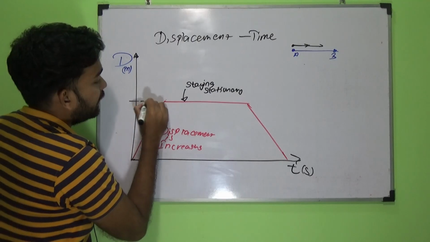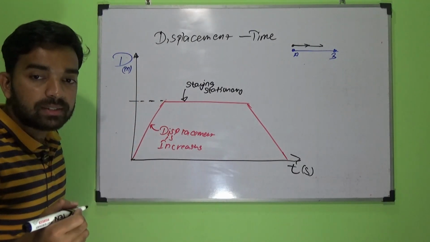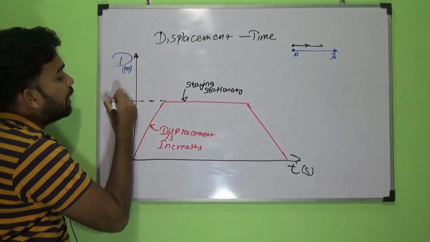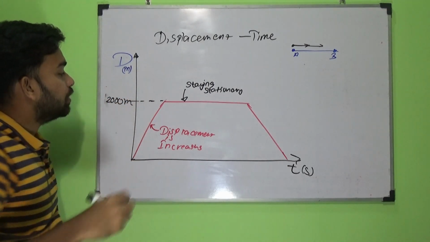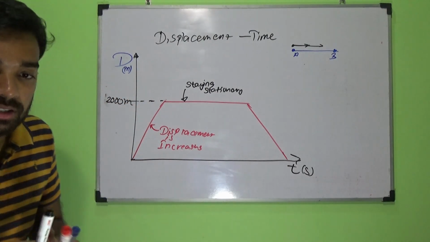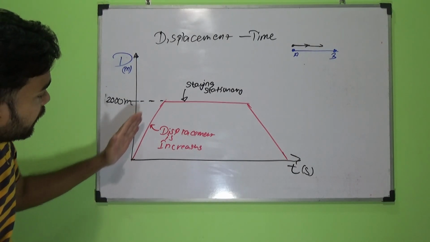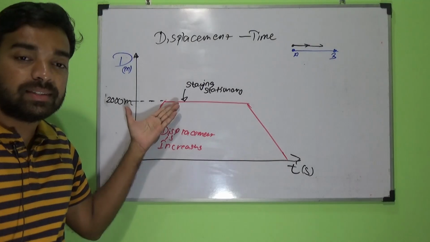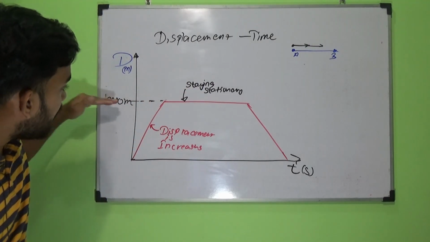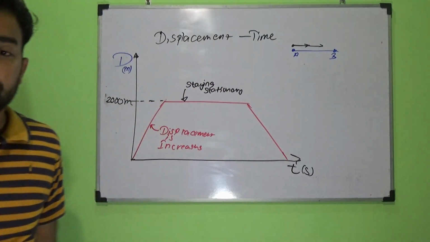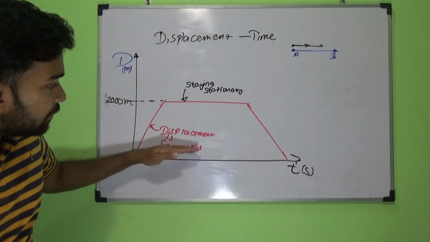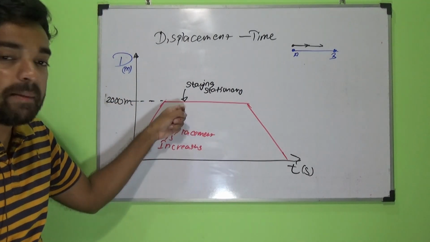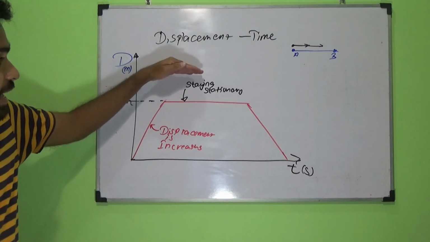The displacement here is measured in meters, 2000 meters. So the displacement has increased until 2000 meters and now is staying at the same 2000 meters for some time. Time is passing, but the person is at the same position. So this is staying stationary.